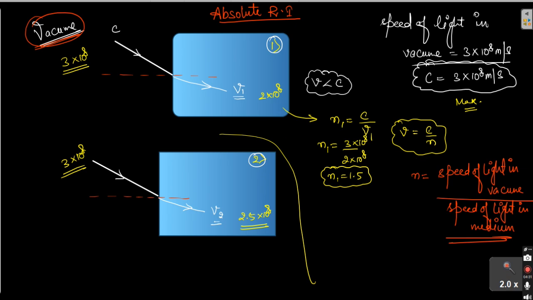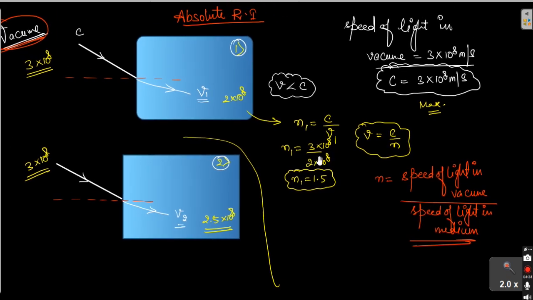So this is absolute refractive index. Similarly, if we are finding the refractive index of the second one, that is also absolute. That is 3 divided by 2.5, so that is coming 36 by 5. So this is the value.